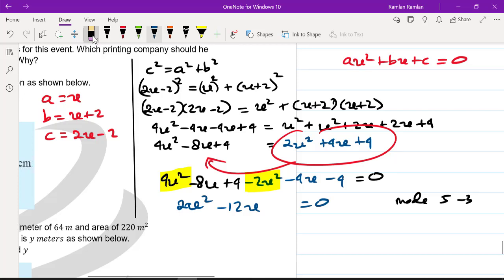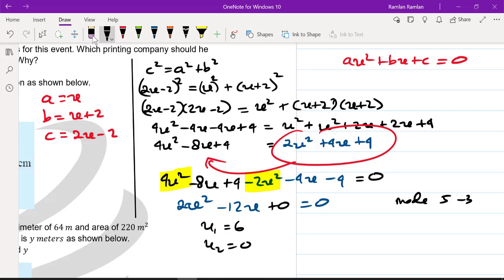Now again, if I just write that down, this is actually like 2, negative 12, and 0. So if I put that into my calculator, it'll be 2 and negative 12, and then 0, and then you will get 6 and 0. So in here we have x1 equals 6, x2 equals 0.